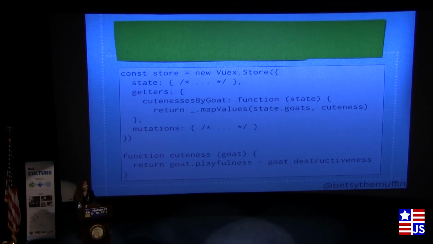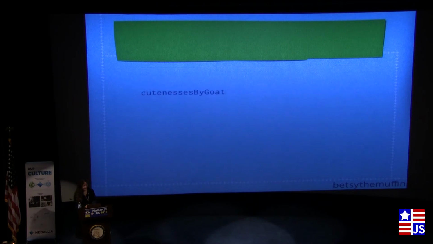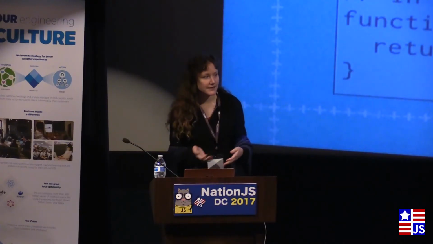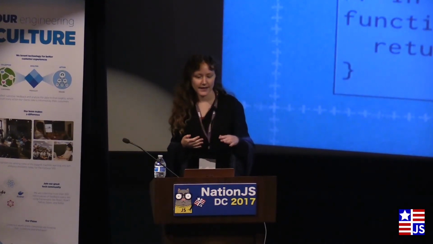If we want to compute cuteness in a store getter, we need to compute the cuteness of all the goats, which produces a data structure that looks kind of like this, and then reference individual goat cutenesses. This is super non-intuitive to read, and it also gets rid of the precise targeting that's so nice about Vue's reactive data structure, since we suddenly need to recalculate all the goats if any goat changes.